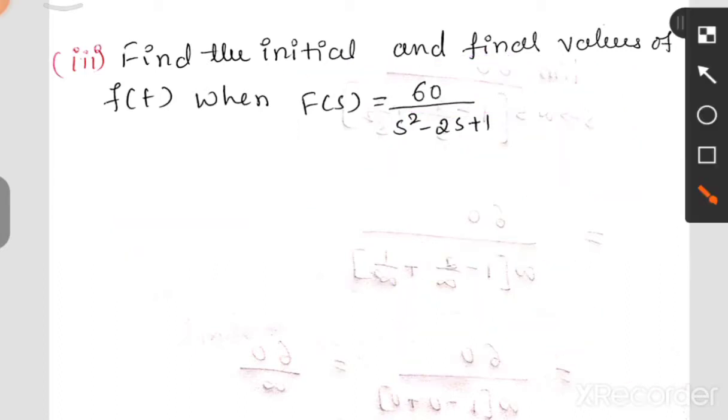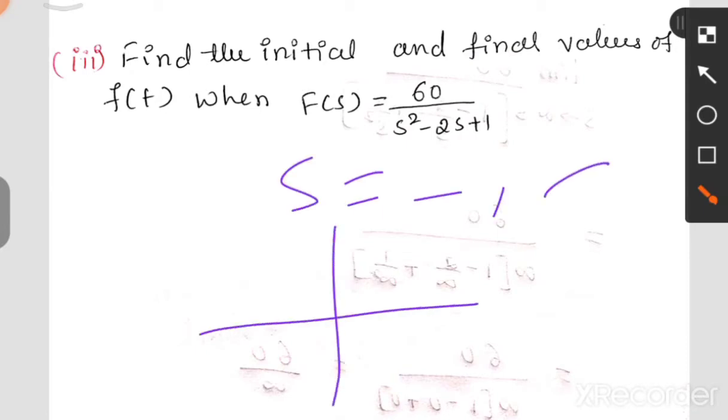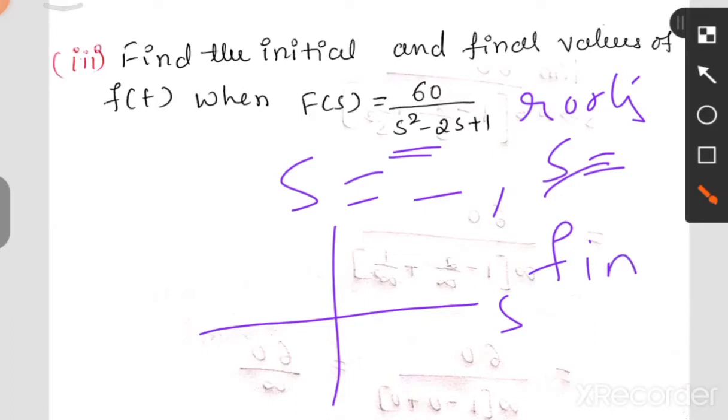So those poles, that is, the roots of s, should not lie on the right hand side of the s plane. If this is the entire s plane, and your roots of s lie on the right hand side of this s plane, then we cannot find out the final value using the final value theorem. So the roots should belong to the left hand side, then we can easily find it out.